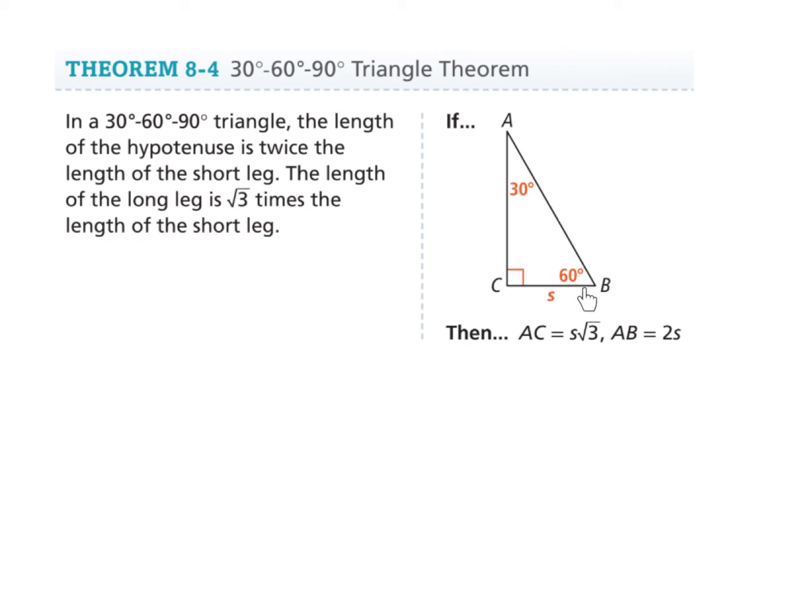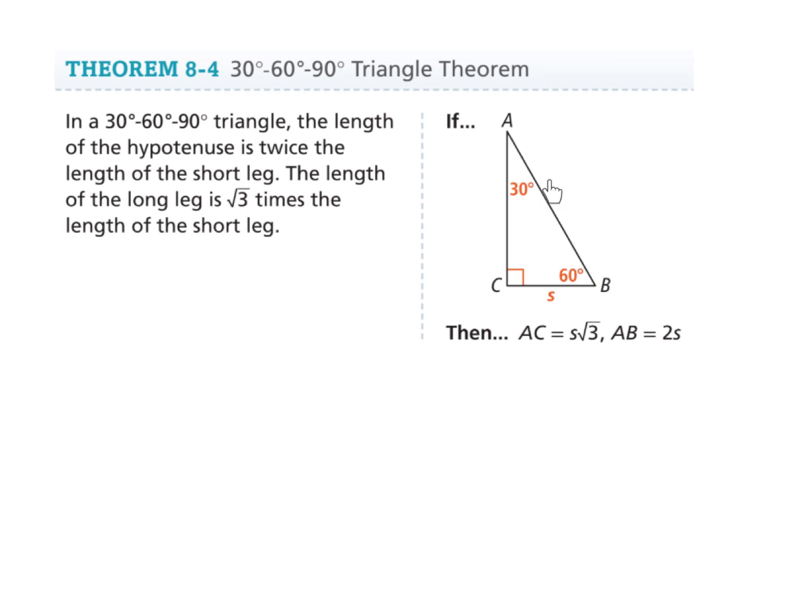And I know that this is shorter than this one because it's across from an angle that's smaller than the angle this one is across from. And we learned a while back that if you have two sides of a triangle, if one is across from a smaller angle than the other one, then that one is shorter than the other leg. So this leg is shorter than this leg. So I think of it as we have a short leg and we have a long leg. And then we have the hypotenuse.